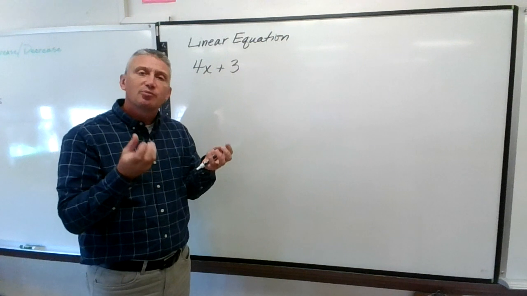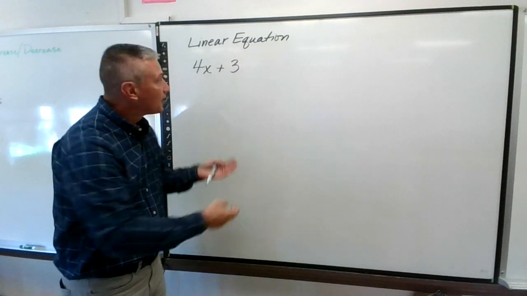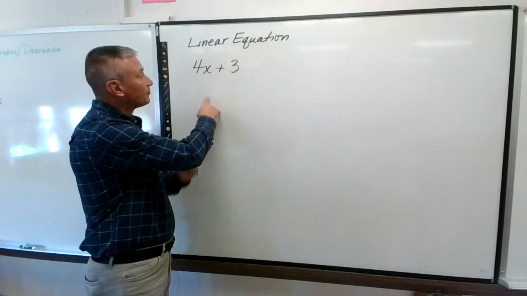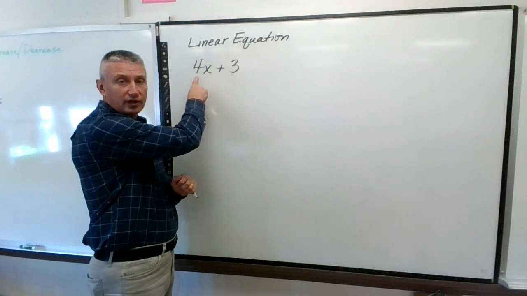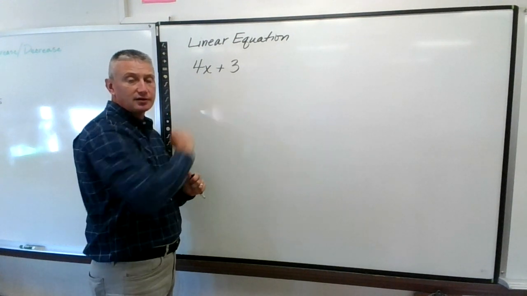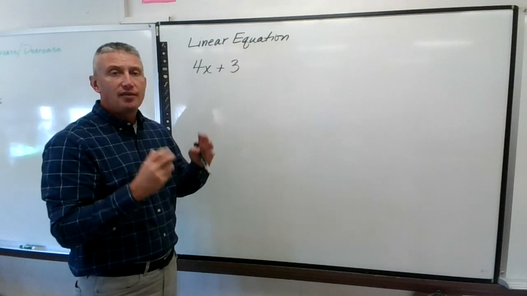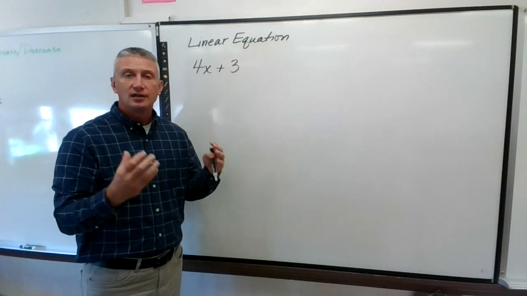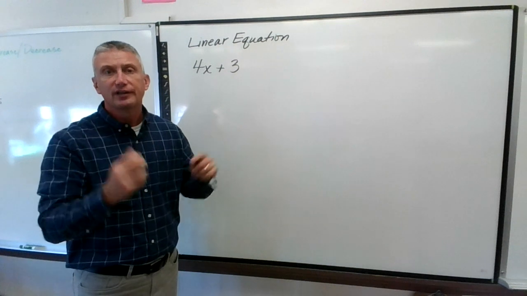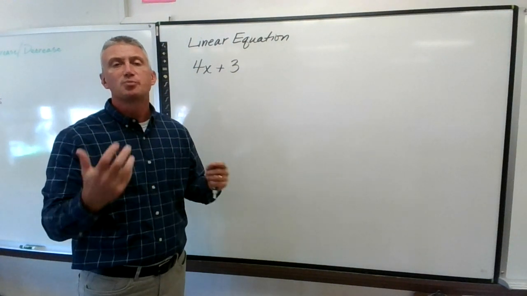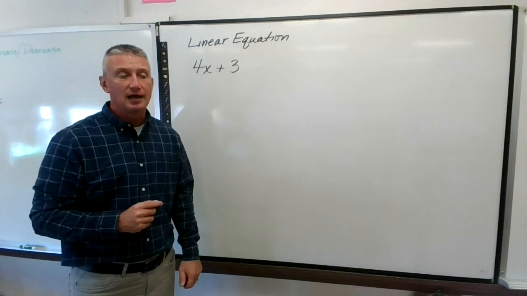But now we're going to simplify this a little bit more. This is a simplified version. We've got one variable with a coefficient, and we've got a constant. And because of that, this is called a linear equation. Well, this isn't really a linear equation right now. This is an expression because we don't have an equal sign yet.